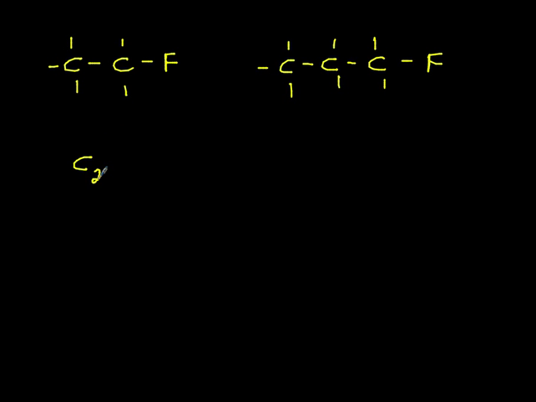In this case, we have C2H5F. We've substituted a fluorine for a hydrogen. In this case, we have C3H7F. Now, if you look at it, the difference between these two is a C and two H's. These are also members of a homologous series.